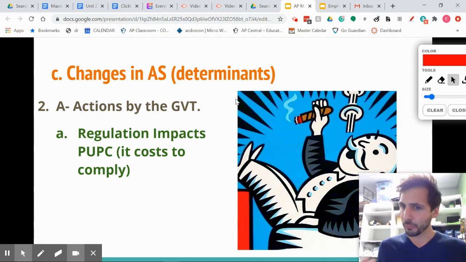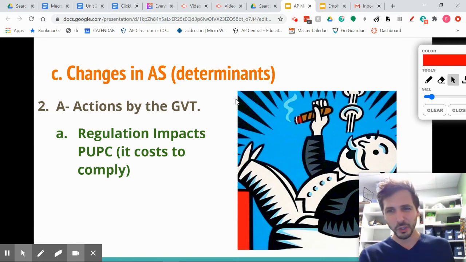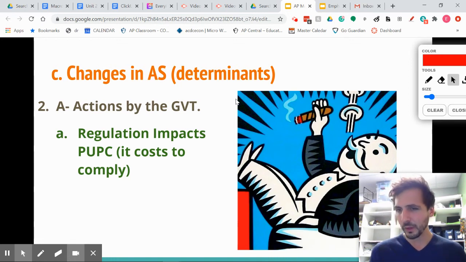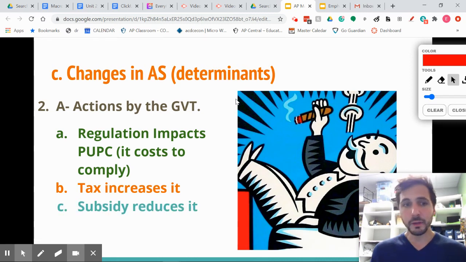And then in the event that we deregulate the economy, which has been the trend over the last decade, take regulations away, well, we no longer have those costs for compliance. So costs fall, and aggregate supply shifts to the right. Taxes: when we increase taxes, it increases costs on businesses, so our supply will shift left. When we decrease taxes on businesses, our supply will shift to the right. If I subsidize businesses, it reduces costs. When it reduces costs, supply shifts right. When I take subsidies away, it increases costs and our supply shifts to the left.